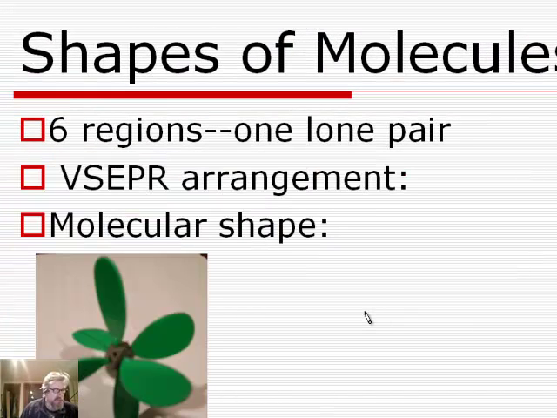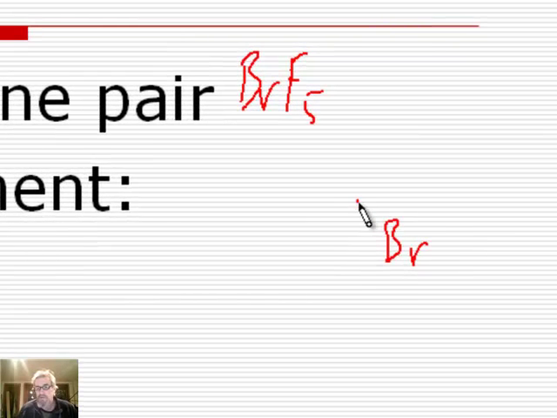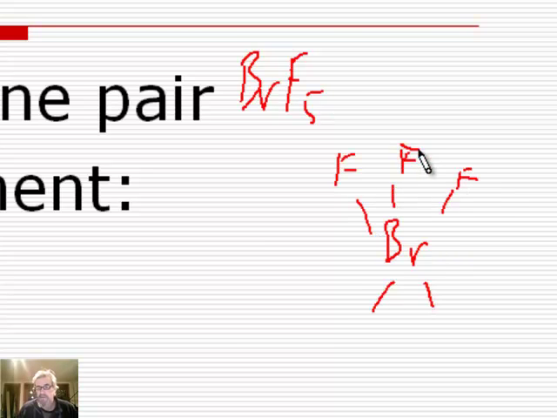Now let's take a look at a case where you have 6 regions of electron density and one of them is a lone pair. An example of such a species is BrF5. So the Lewis structure for this looks like this. Br, 5 fluorines on the outside. Again, I'm not filling their octets for simplicity. And then there's a lone pair.